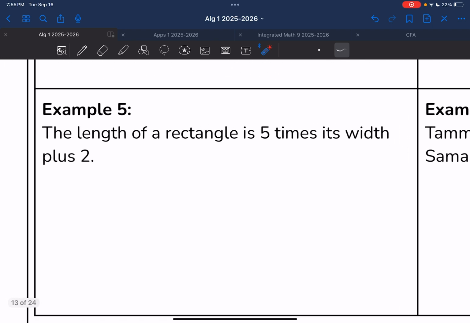So the length of a rectangle is 5 times its width plus 2. So I'm going to represent the length of the rectangle with an L. And it is 5 times its width, so I can write that 5w plus 2.